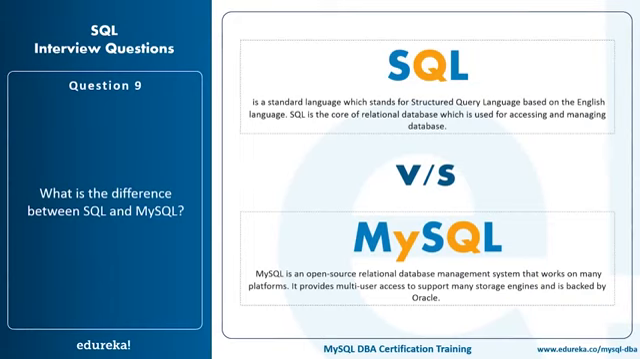SQL is a standard language which stands for Structured Query Language, based on the English language, whereas MySQL is a database management system. SQL is the core of relational database which is used for accessing and managing the database, whereas MySQL is a relational database management system which works on many platforms. It provides multi-user access to support many storage engines and is backed by Oracle. So that's the basic difference between SQL and MySQL, guys. SQL is the core of relational database, which is used for accessing and managing a database. And MySQL is an open source relational database management system.